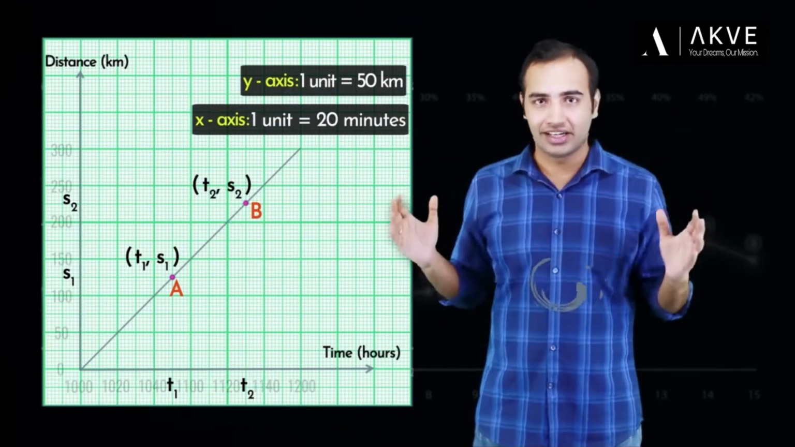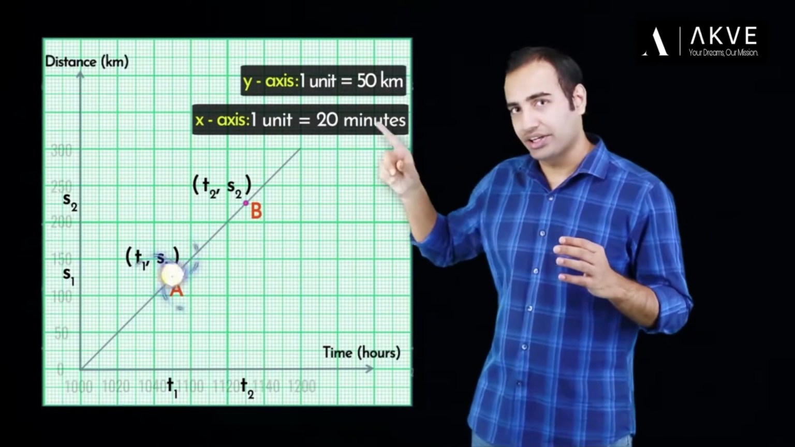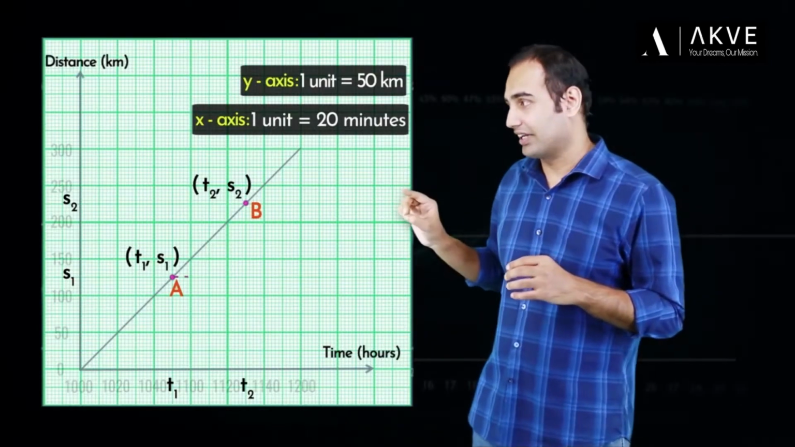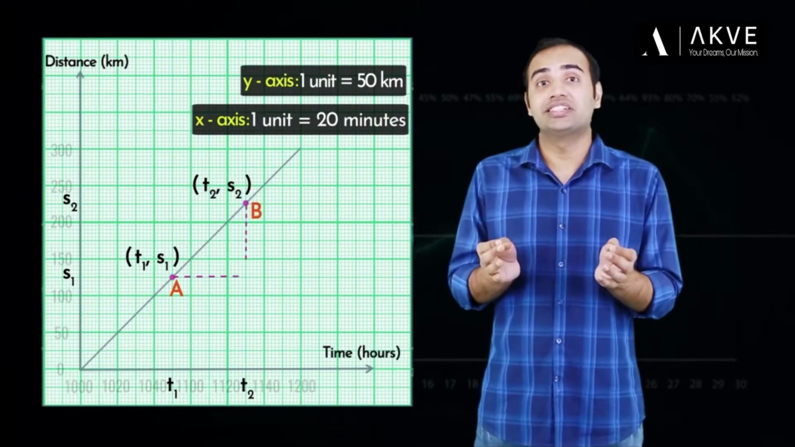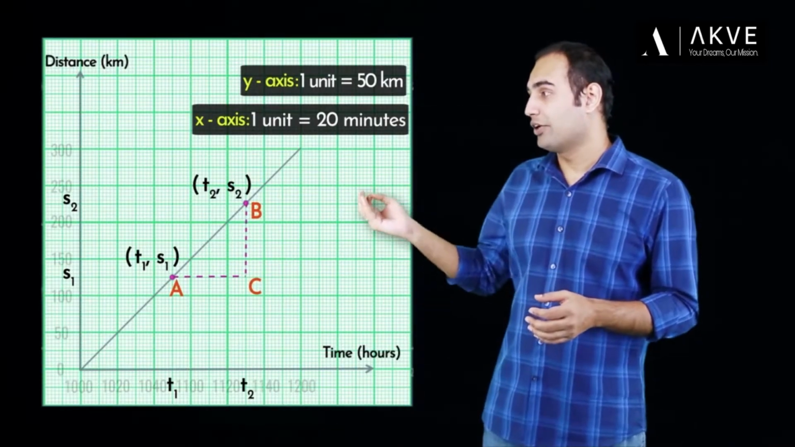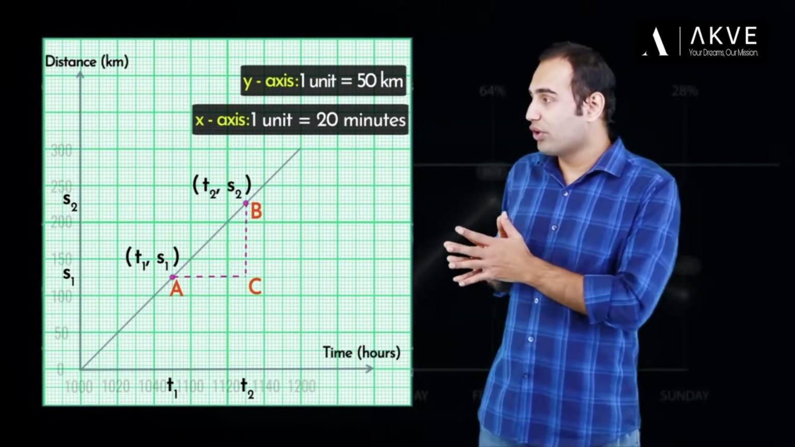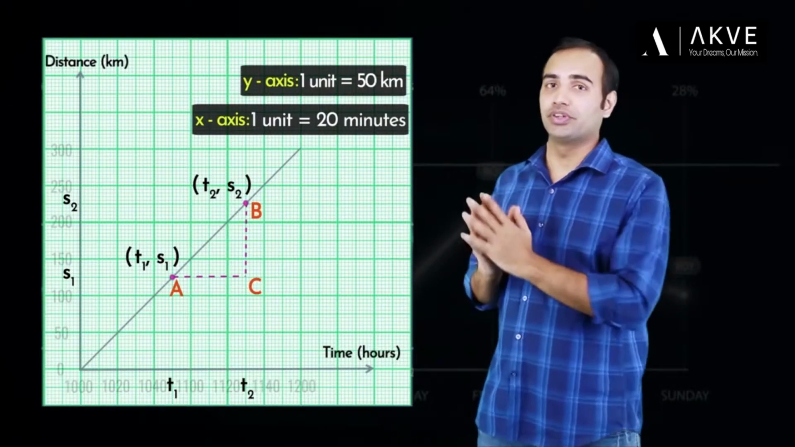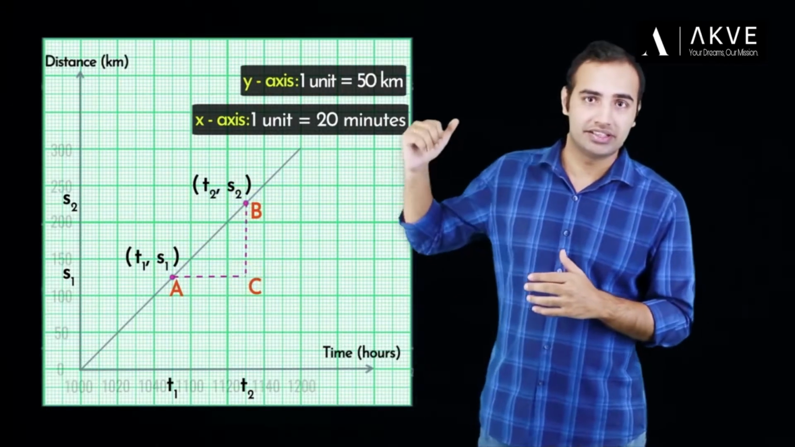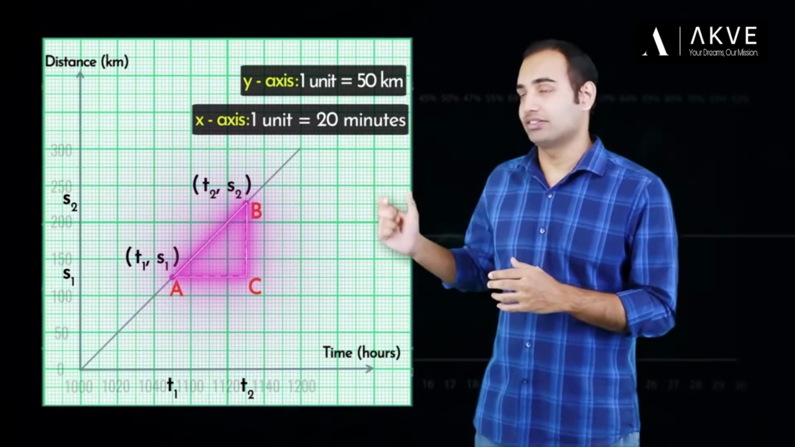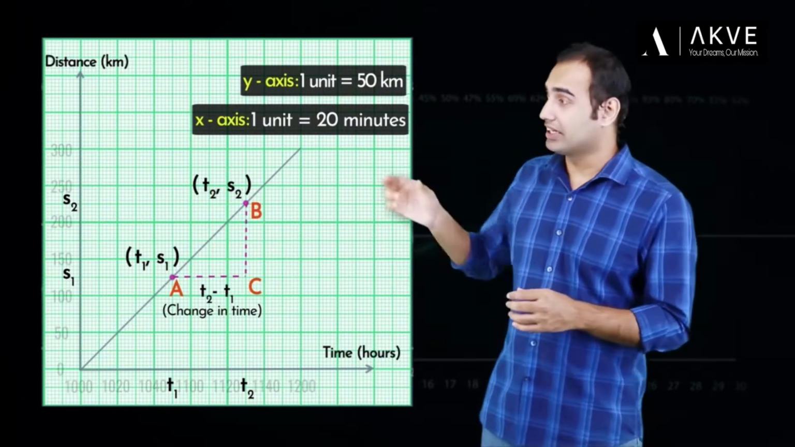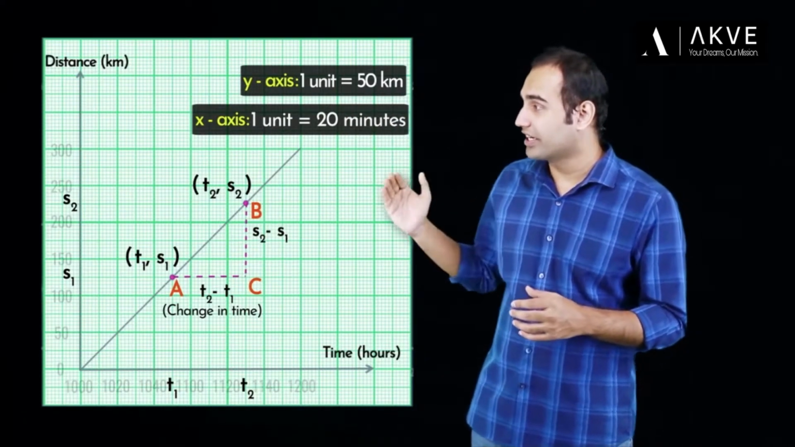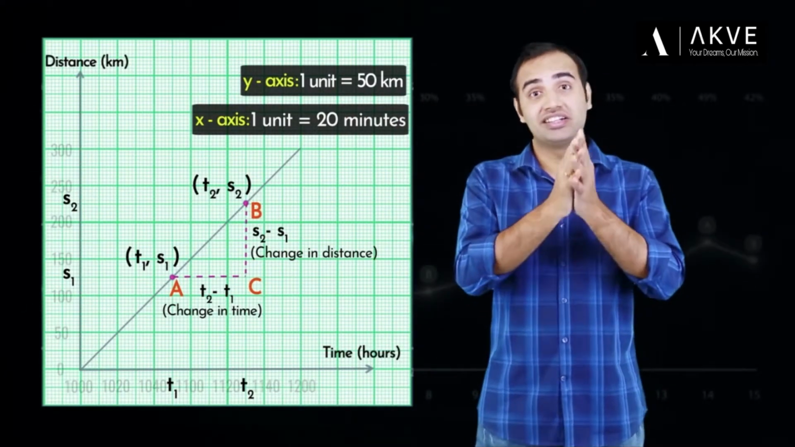Now if I extend the line parallel to the x-axis at point A, you can see that it intersects the line parallel to the y-axis from point B. So let me call this intersection point, point C. And once I do that, you can see we've got a nice little right triangle over here, which is triangle ABC. The base of this right triangle is nothing but t2 minus t1, that represents change in time, and the height of this triangle is s2 minus s1, which represents the change in distance.